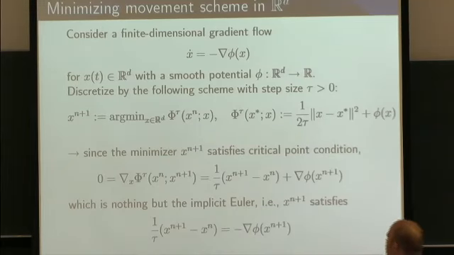Then if you consider the critical points that the minimizer of this optimization problem should satisfy, and if you write that down, this critical condition, you regain nothing but an implicit Euler step for this equation. So this is well known.